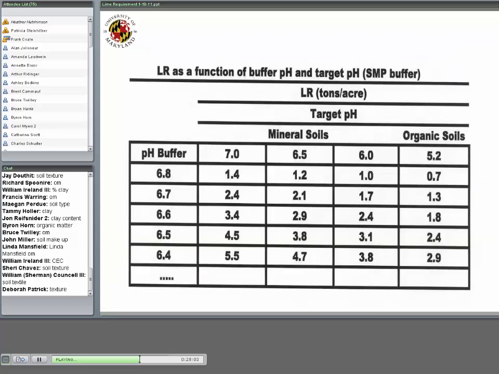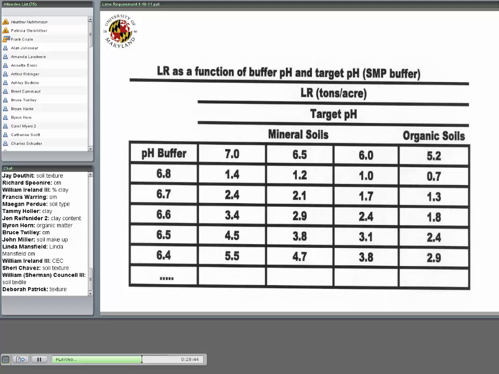Okay, and here's an interpretive table that I got from one of the soil liming monographs that Fred Adams edited, and it tells you how to interpret the SMP buffer. So this is the lime requirement as a function of 2 things, the buffer pH and the target pH using the SMP buffer. And the numbers in the table are given in tons per acre. So you can see that for mineral soils, we have 3 different options. You can lime your soil to 7, 6.5, or 6. And then for organic soils, the target pH is 5.2. I'll come back and talk about that in just a moment.